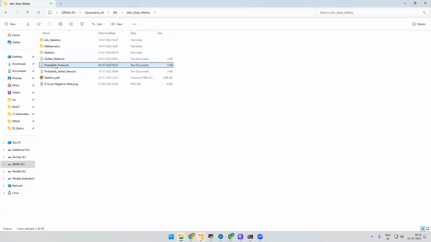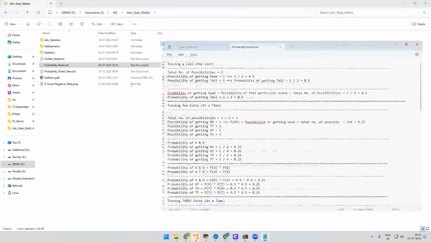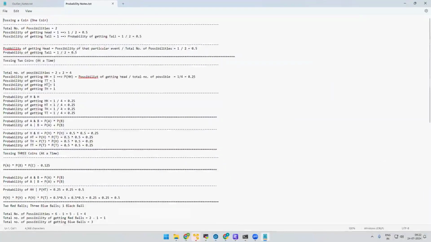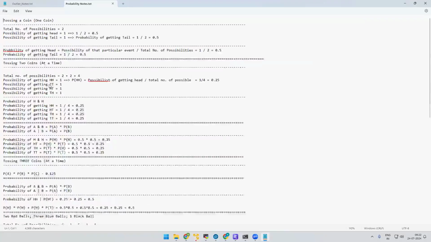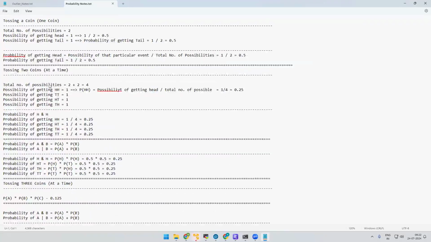All right, the next one is probability. Let's say you have taken a coin, one coin, and you tossed the coin. There are only two possibilities we can get. One is head, another one is tail. There is no other option, right? Do we get any other option other than that? No, only two possibilities, head or tail.